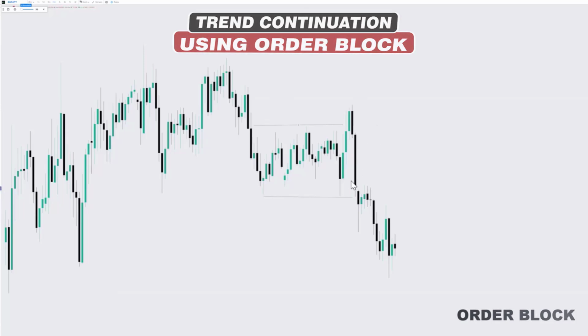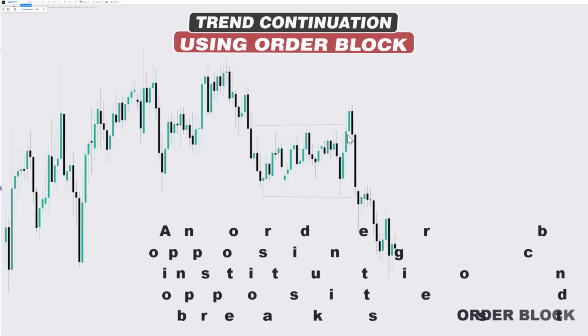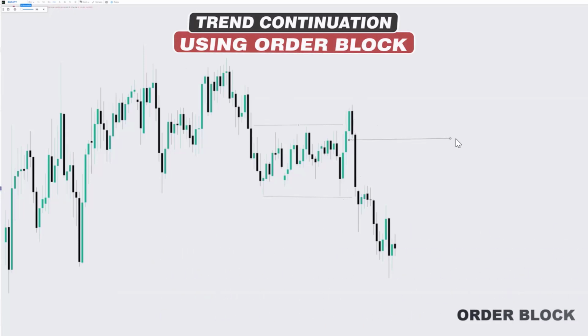Now, what did I say is your order block right here? Your order block is the last opposing candle. So where is the opposing candle? You see this bullish candle is the last one before we have the institutional move to the downside that broke structure to the downside. So you have to mark this candle as your order block.